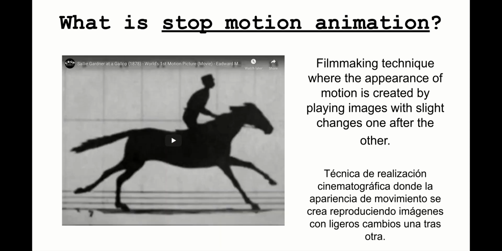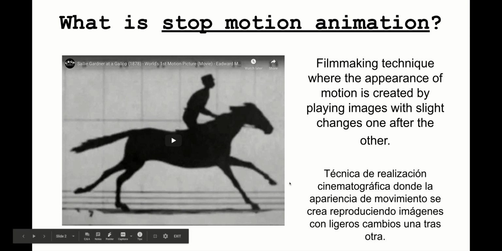It's a filmmaking technique where the appearance of motion is created by playing images with slight changes one after the other. This is actually how filmmaking began. Let's take a look at this video made in 1878 of the world's first motion picture movie.